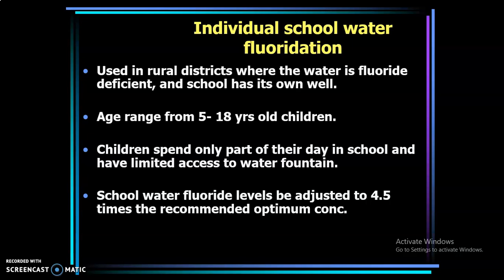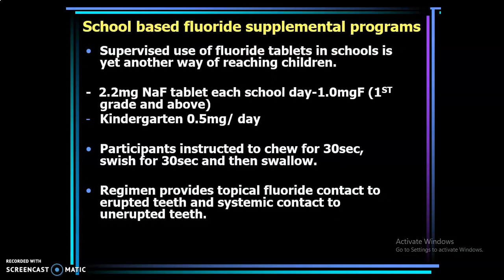The main reason is because children spend less time in school, and this becomes a success only when all children consume water from that source itself. If the children get water from their homes, this is not going to be of use. So if you are artificially fluoridating the water supply of a school, it should ensure that all children consume water from that source itself. The recommended concentration is 4.5 ppm.